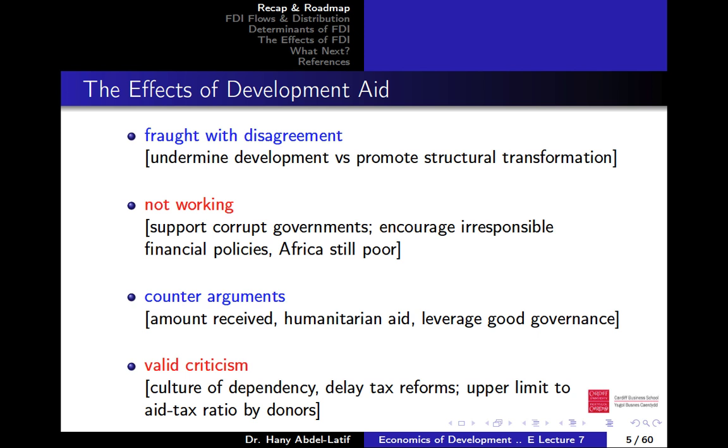Of course, we discussed the counter arguments. We said that when we look at the amount of foreign aid received per head, it is very low, so we should not have too much expectation as to how much it should achieve. Also, there's no dispute about the benefits of humanitarian aid. This is something we can't really disagree on. And another counter argument says that we could use foreign aid as leverage, giving donor countries a way to put pressure on recipient countries to adopt and promote good governance and good economic policies.